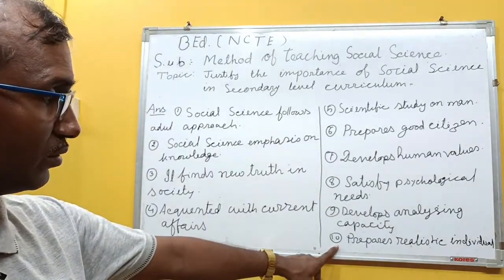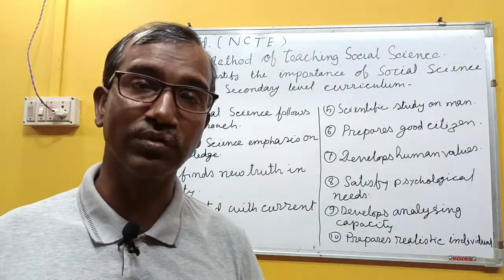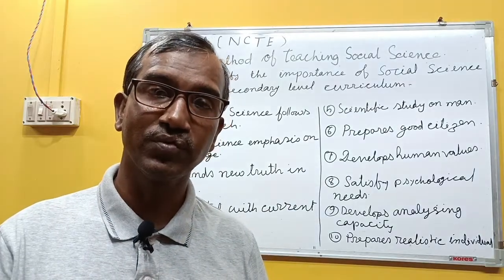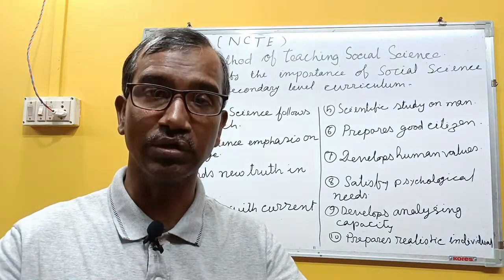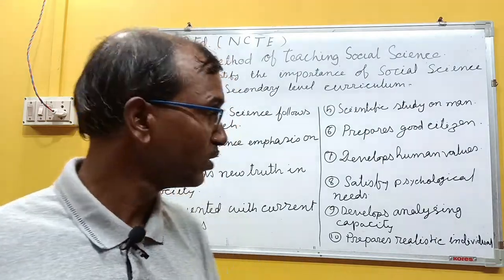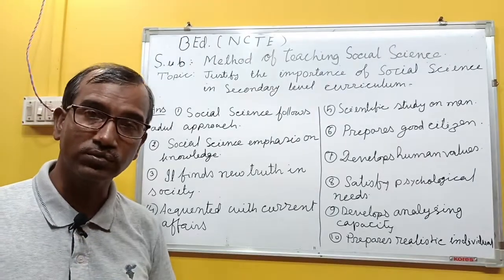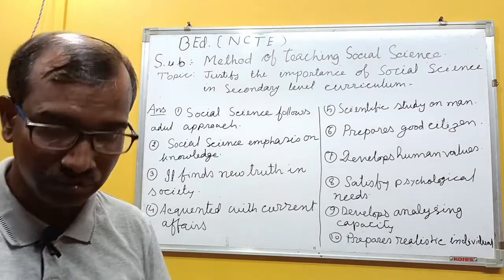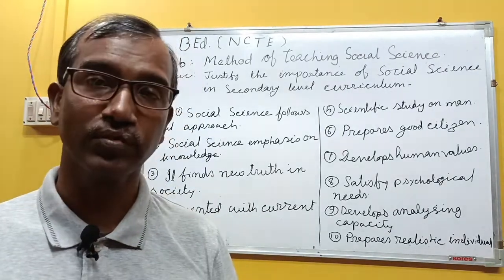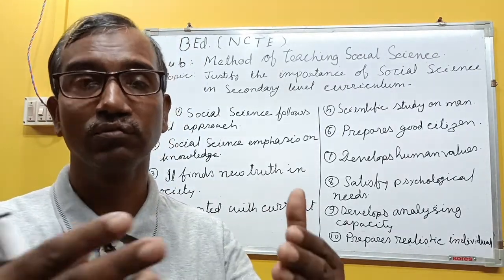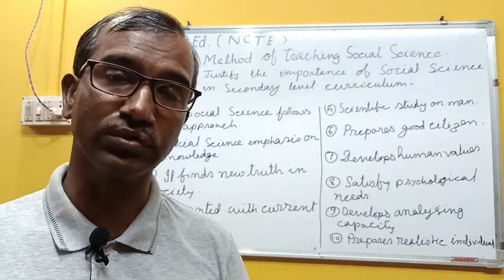And finally, number 10, prepares realistic individual. We must be real in this world. Our attitude should be real. We must know how to live in this realistic world, how to think and understand in a realistic way. To prepare all the students of secondary level as realistic people in future, we must acquaint them with the knowledge of history, civics, economics, geography, and all other branches of social science.